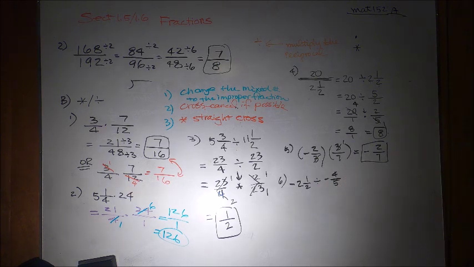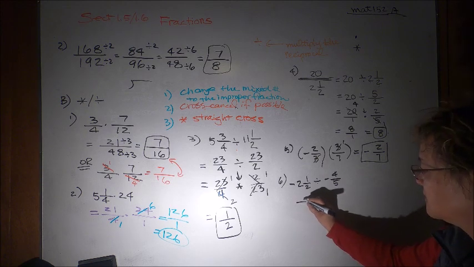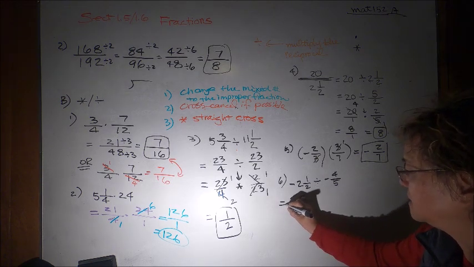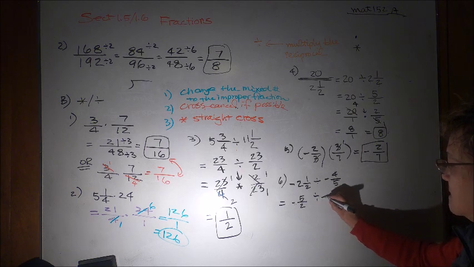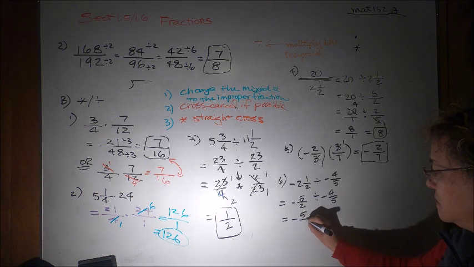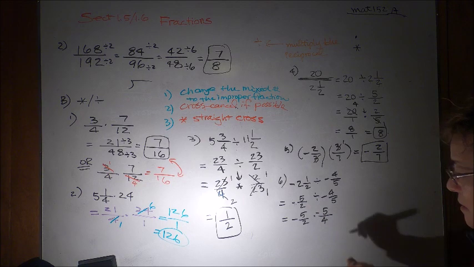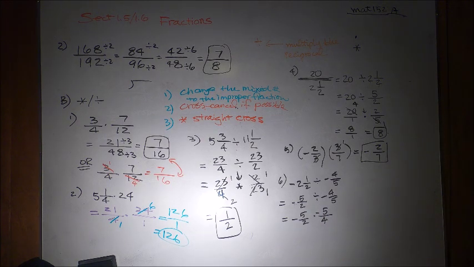This one, not both, just one of them is a mixed number. So we will change a mixed number to what? Improper fraction. 2 times 2, 4, plus 1 is 5 halves, right? Then divided by this. Then what do we do? Change division to multiplication, right? Can we cross cancel? Not really. Then that would be it, right?